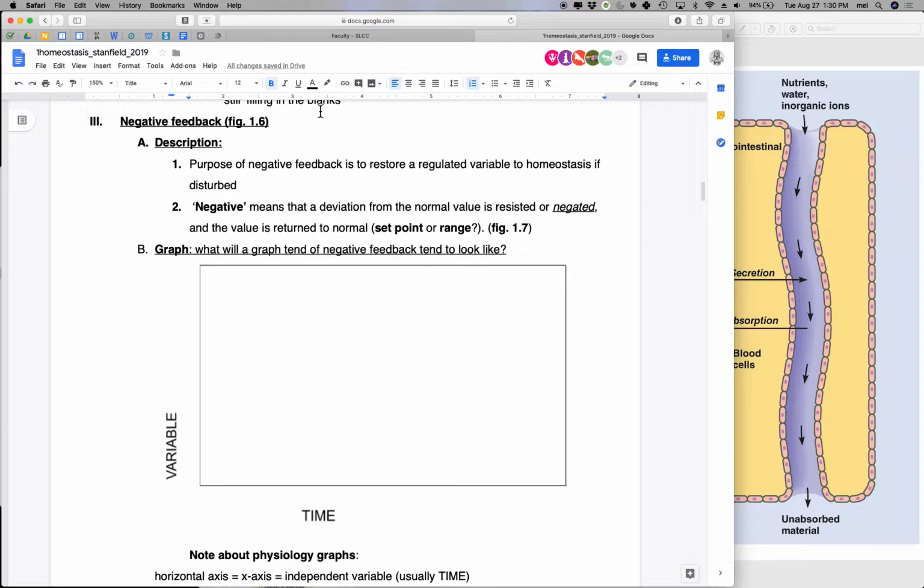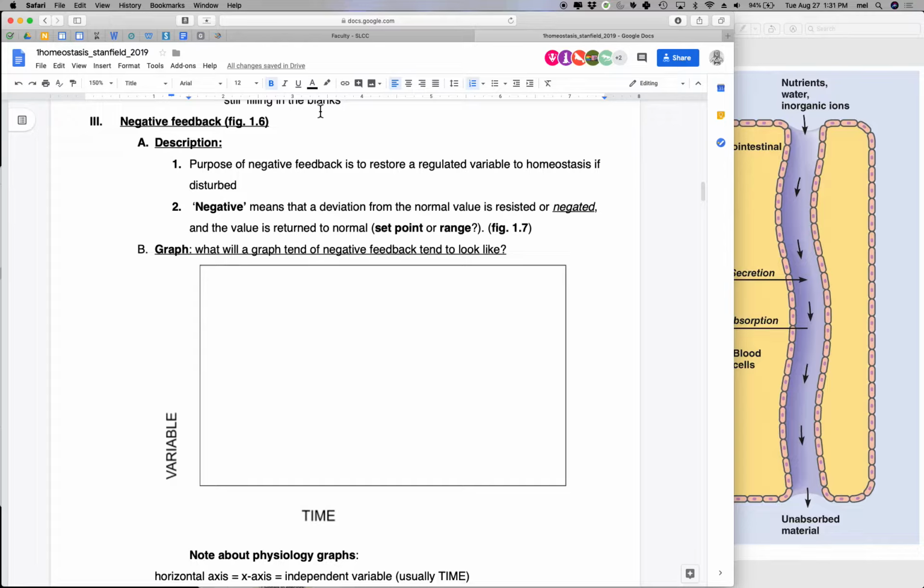Yes? Okay. So that means that you need to dump prior associations of the word negative, right? Because is that bad? No, that's not what negative means in that context, right? And does it always go down, as in negative means lower? No. So what does it mean in this context? It means opposition or negation. Whatever you do, I'm going to oppose it to bring you back into homeostasis. Does that make sense? So that's negative feedback.